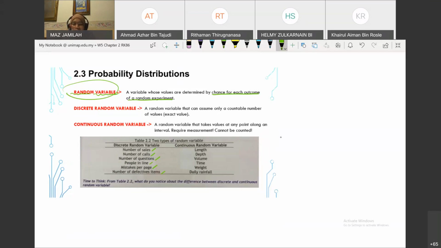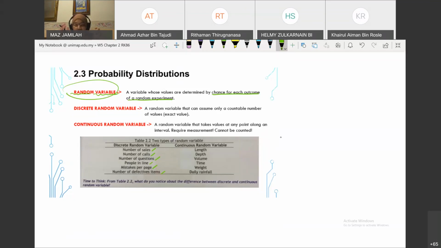So the number of sales that we are referring to is an exact value. How many sales do you have for today? You have 100 sales. We did not say 100.5 sales. No, it's an exact value. Okay, 1 sale, 2 sales, 3 sales, 4 sales, and so on. We didn't say 1.5 sales. No, it comes with an exact value.